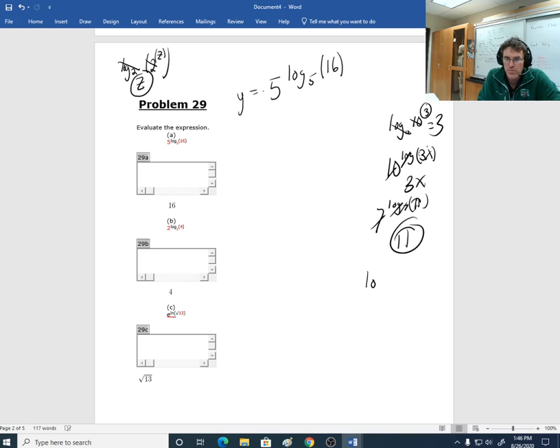Or if we had log base 7 of 7 up to the pi, that does that. The answer is pi. Those are opposite operations. Okay, and that's what this first problem 29 is just doing. So it really is quite easy.